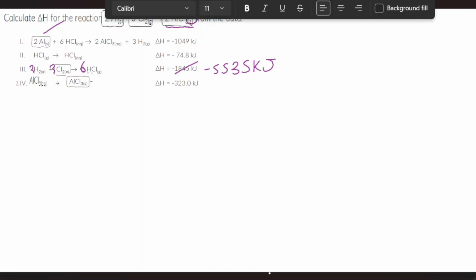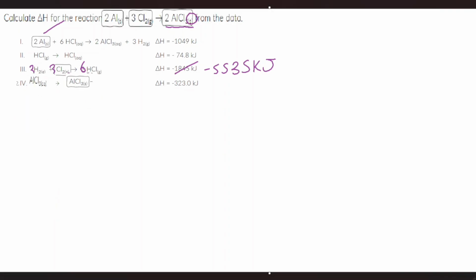We've successfully flipped it, and we need 2 of these aluminum chloride solids. So 2, 2. What are we going to do to this? We've flipped the equation, and we have multiplied it by 2. So now we're going to multiply this by -1 and multiply it by 2. In other words, we're going to multiply this enthalpy by -2, which is going to give us positive 646 kJ. This is perfect.